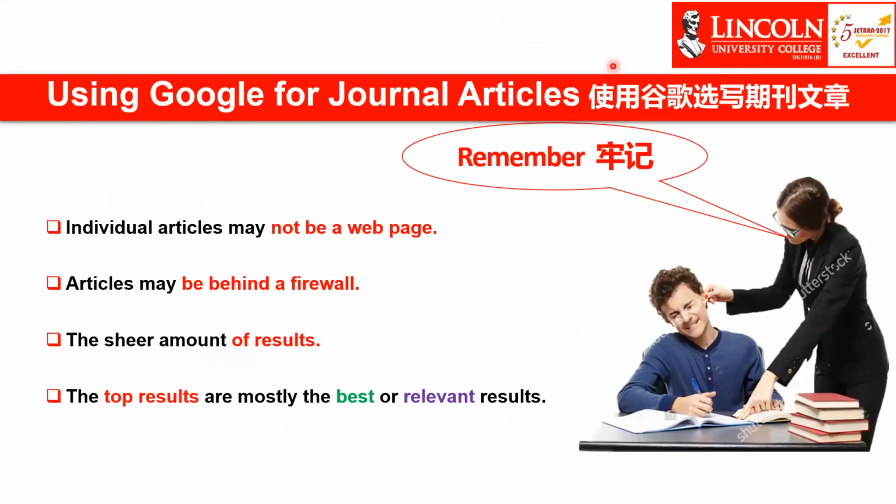Now, let's take Google, for example. Google is one of the most prominent search engines. Whenever you're using this platform, there are a few things you have to keep in mind. One, individual articles may not be a web page. So sometimes when you search for a material and you click on that link, you don't expect that link to open as a web page at all times.